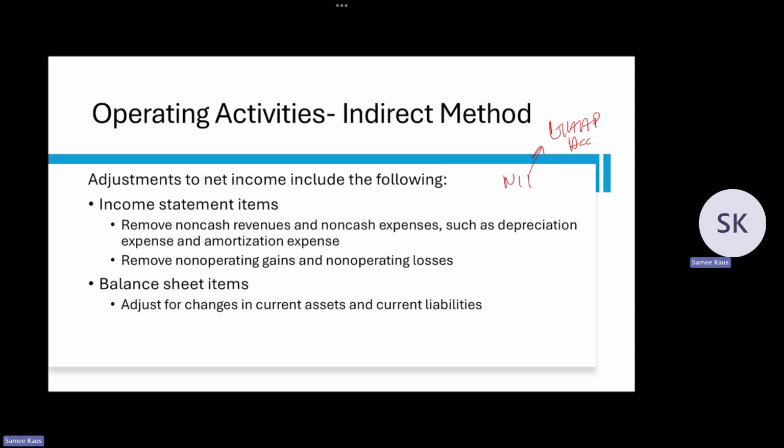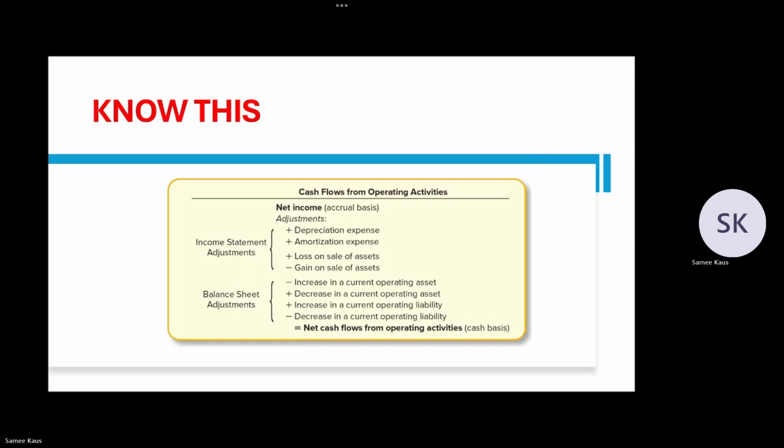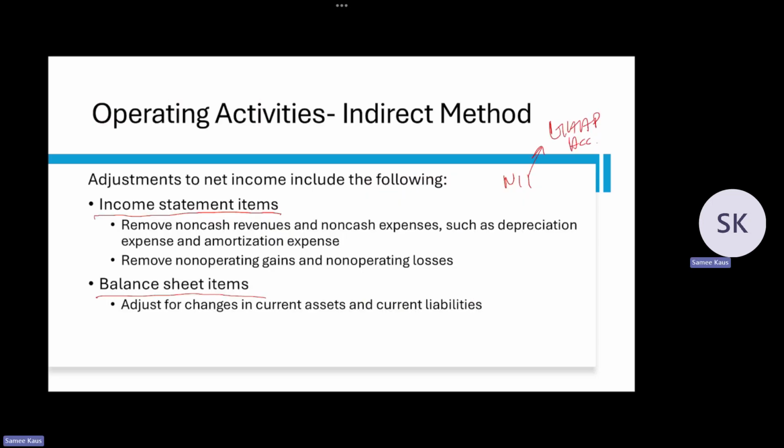So I start with my net income and I ask, what have I accrued for but not received cash for? And also, what have I accrued for as an expense that I haven't paid cash for? So what we do here is say I have income statement items that I need to take care of, and I have balance sheet items that I need to take care of. With our income statement items, we're going to remove any non-cash revenues and non-cash expenses.